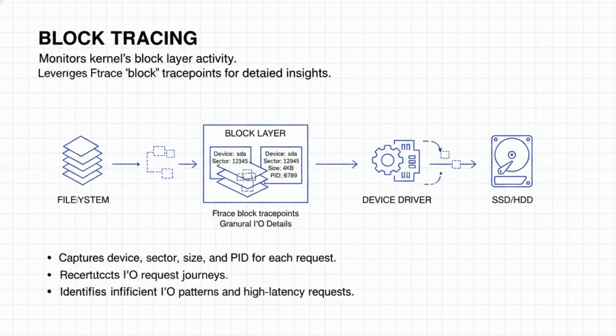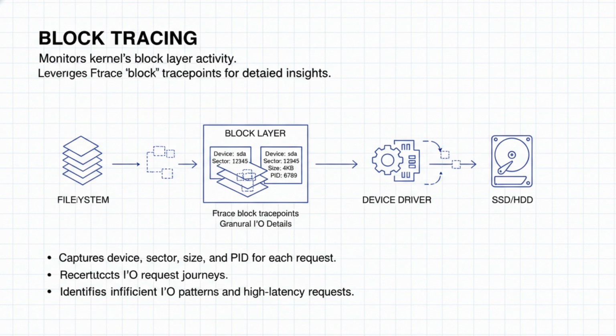like the device involved, e.g. sda, nvme0n1, the starting sector on the disk, the size of the request in bytes, and the process ID, PID, that initiated the request. Historically, tools like blktrace were dedicated utilities for this, but much of its functionality and insights are now achievable and often more integrated directly through Ftrace's capabilities.